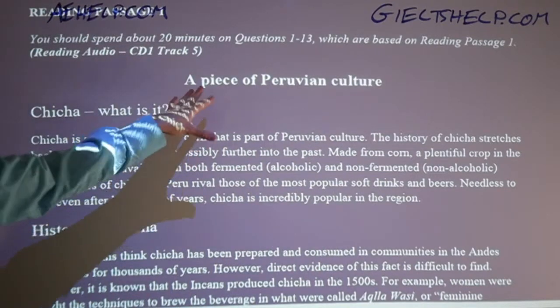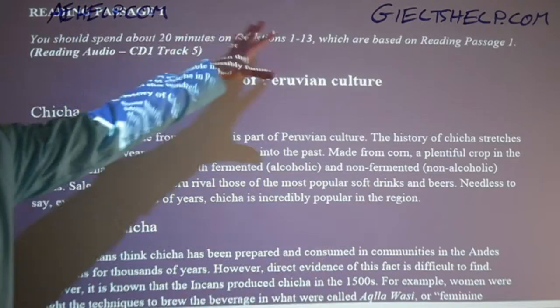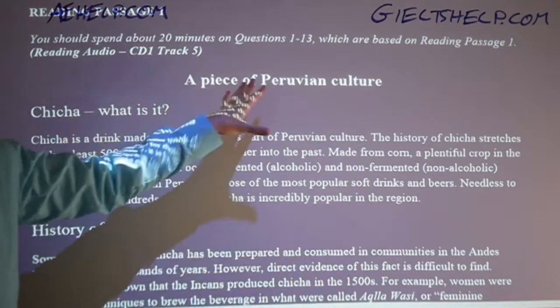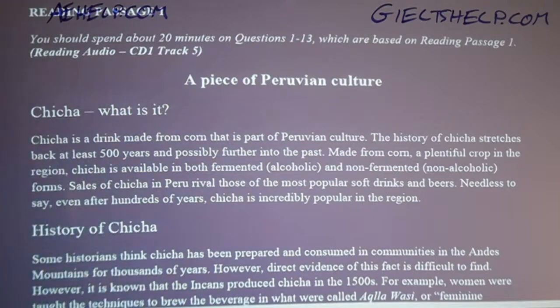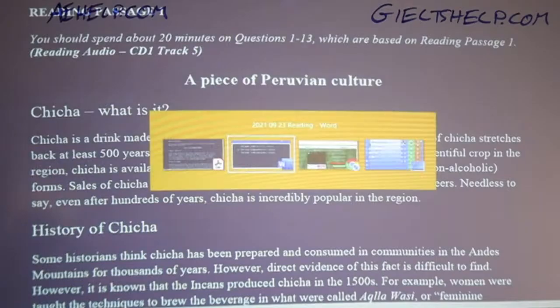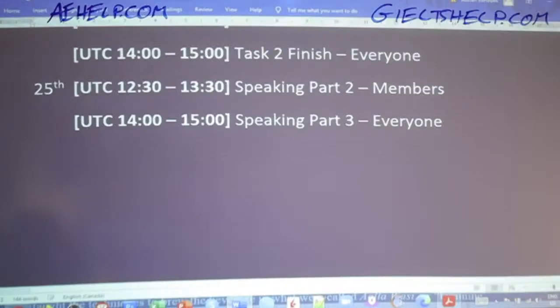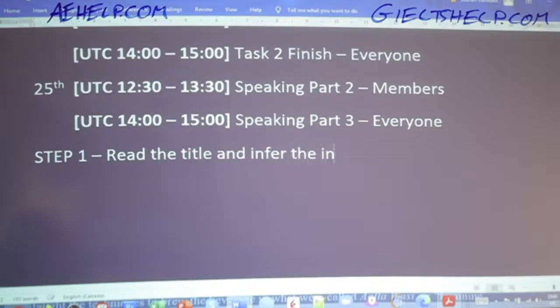What do you notice right away when you look at this part of the reading passage here? So aside from the title, you have something else that's really helpful here. And if you have this kind of passage, you should pay attention to this. So step 1 is read the title. Okay, it's very important. So read the title and infer the information in the passage.